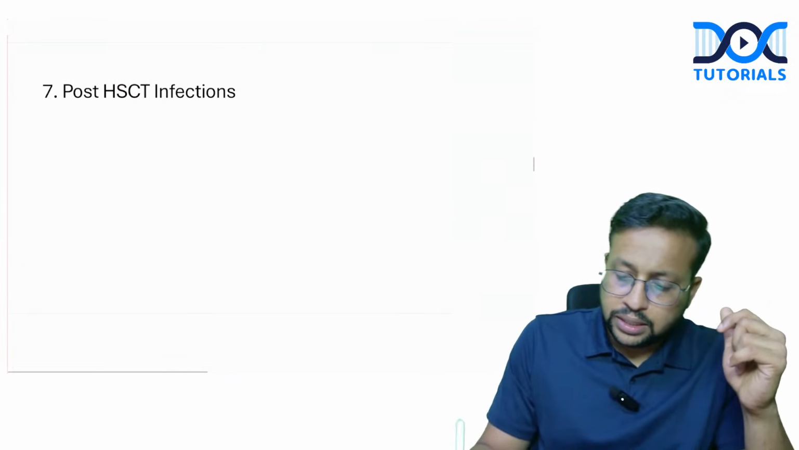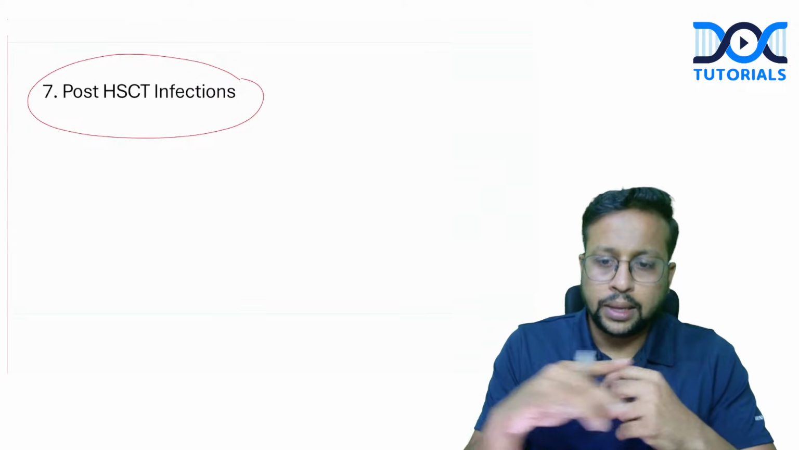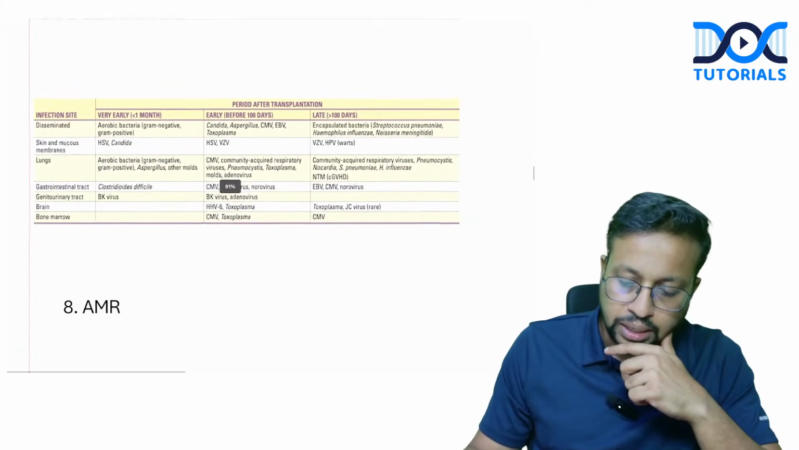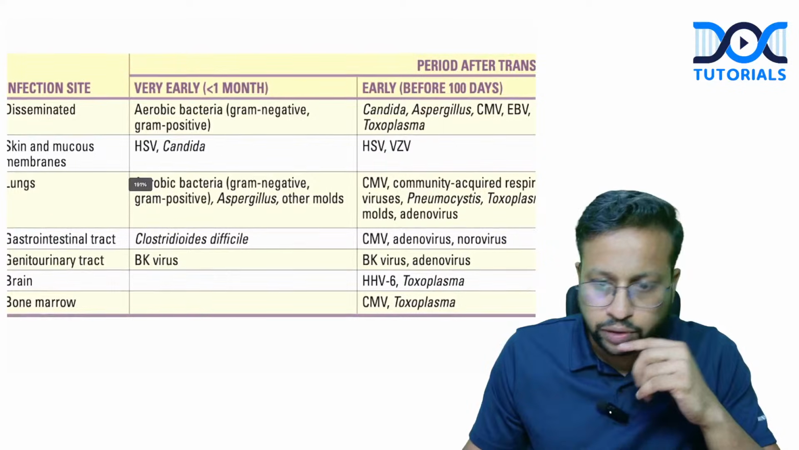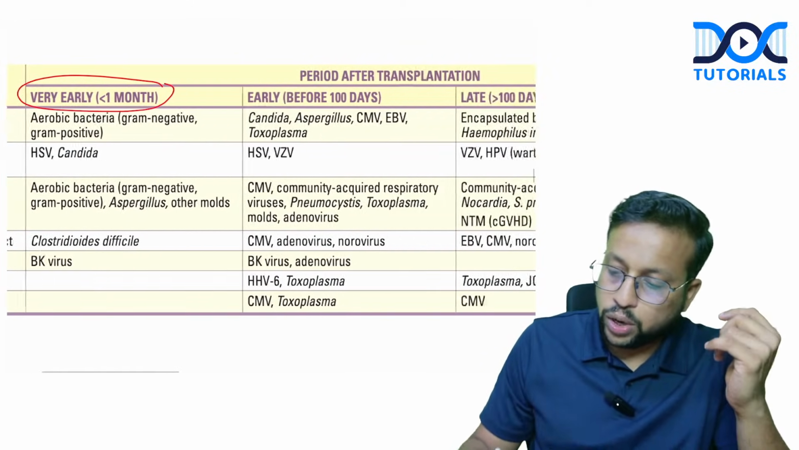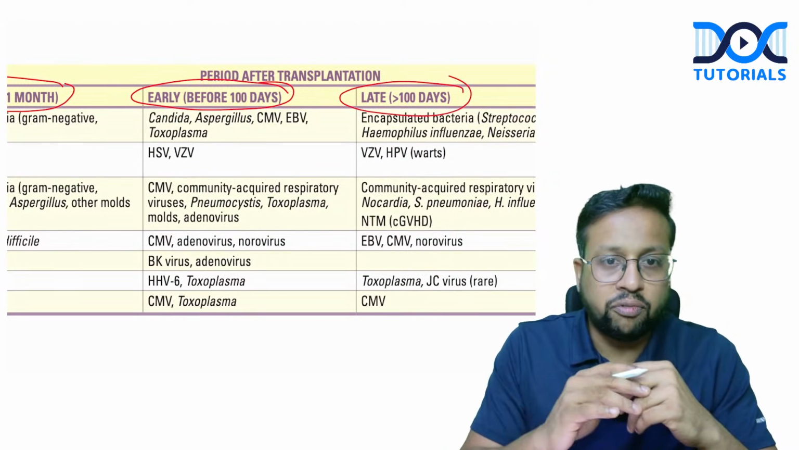Now, infections in organ transplantation, questions can come. I'm just dealing with one table in the hematopoietic stem cell transplant patients. Here there is a timeline of infections where they look at what are the infections that occur in less than 1 month, what are the infections that occur at 100 days, and what are the infections that occur after 100 days.